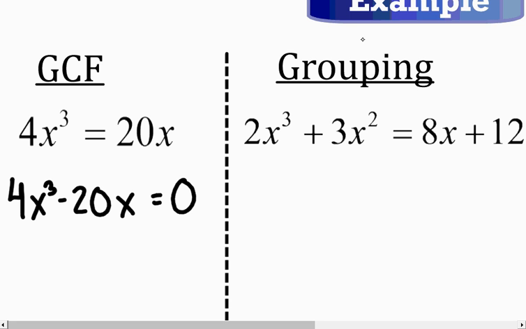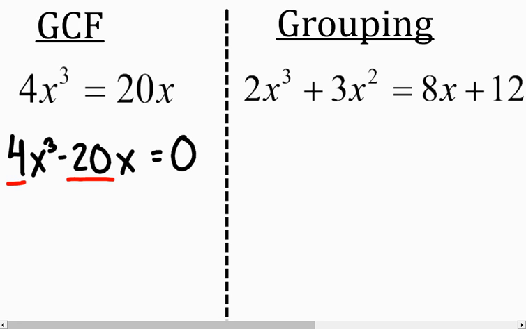Now when there's only 2 terms, that's almost always a dead giveaway that you have a greatest common factor factoring. So I ask myself, what's the biggest number I can divide out of 4 and negative 20? And of course that is 4. Then I do the same for the variable part. How many x's can I divide out of both? This one has 3, this one only has 1, so I can only divide 1 out.